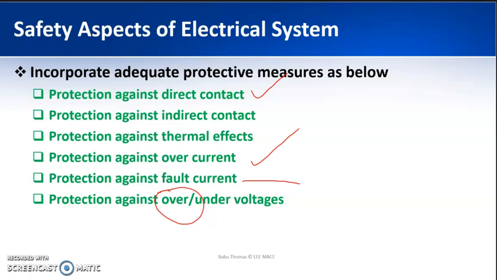Under voltages normally may not cause danger to the operating person, but many times in an industry, if there is an under voltage, then at that point of time your motors will not be working properly. It may result in overloading of the motor, or unwanted tripping of the motor starter. So it may result in a production loss. In order to have a reliable operation, you should also have protection against under voltages. So these are the safety aspects which you have to discuss in the case of electrical systems.